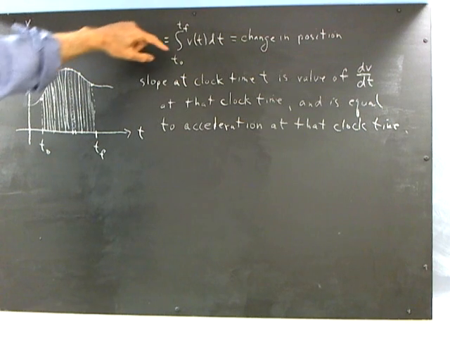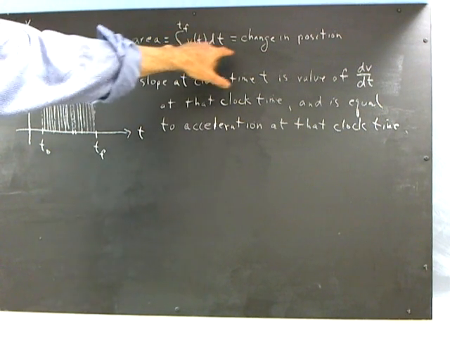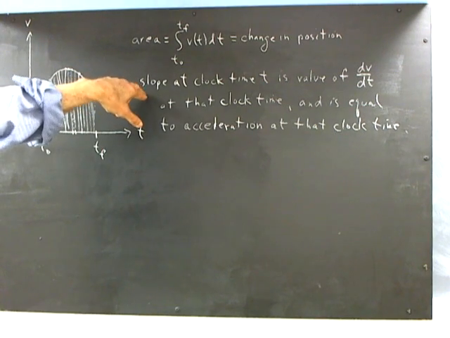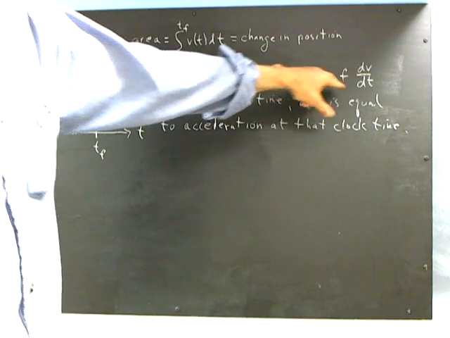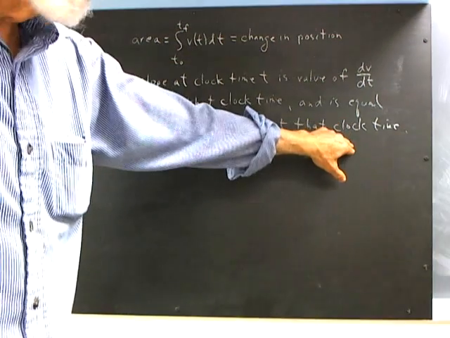So we could say the area is the integral from t0 to tf of v of t dt, and that's the change in position between these two clock times. And also the slope at clock time t is the value of dv/dt, the derivative of the velocity function at that clock time, and that's equal to the acceleration at that clock time.